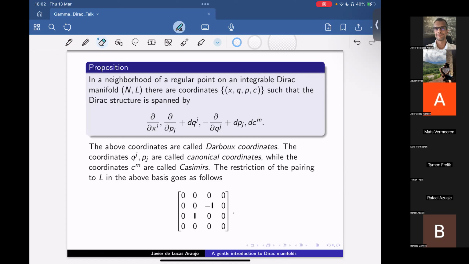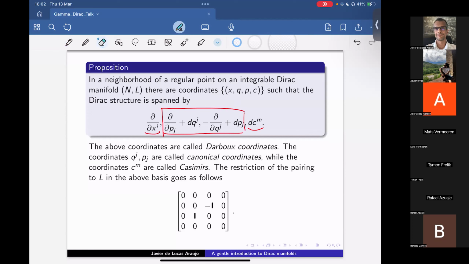regular means normally that the characteristic distribution is a regular distribution around a point, with constant rank, and the projection onto the cotangent of the subbundle also has constant rank. There are things of this type. You can find coordinates in such a manner that the Dirac structure is generated by these vector fields. These look like the Hamiltonian vector fields related to a Poisson structure or even a symplectic structure.